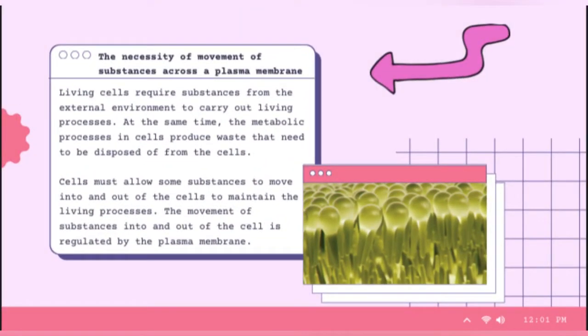So I am going to tell you about the necessity of movement of substances across a plasma membrane. Did you guys know that living cells require substances from the external environment to carry out living processes? And at the same time, the metabolic process in cells produces waste that needs to be disposed of from the cell. All cells must allow some substances to move into and out of the cell to maintain the living process. The movement of substances into and out of the cell is regulated by the plasma membrane.